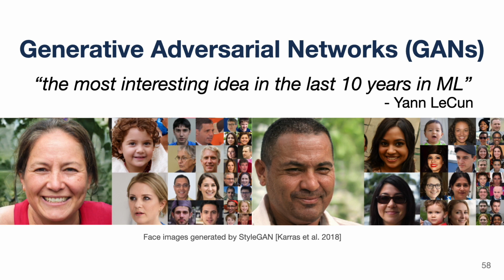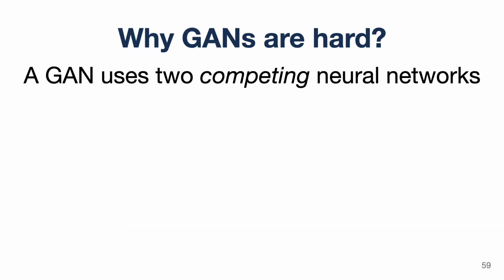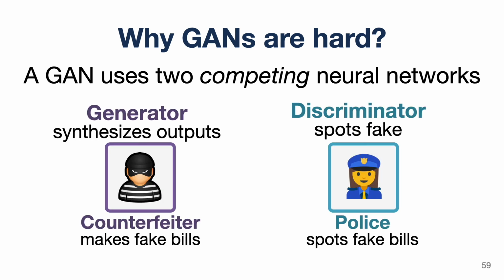So a question here is how do we help experts understand how GANs work? The motivation is that GAN is really hard to understand, even for experts. The particular reason is that GAN uses two competing neural networks internally. To explain that, I can use an everyday analogy. Let's say there's a counterfeiter whose goal is to make fake bills, and a police officer whose goal is to spot fake bills.